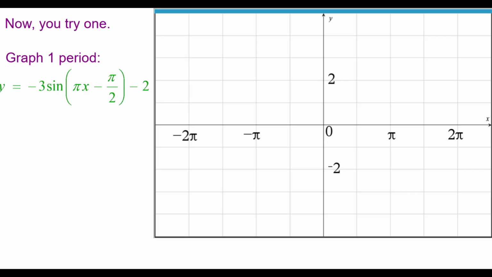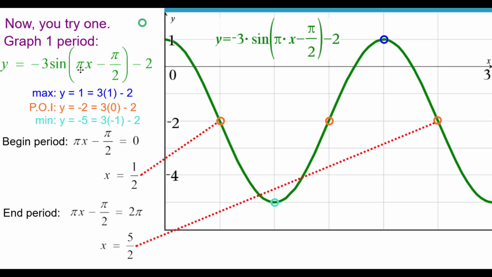Now you try one. Graph one period of this function right here. Pause as needed. And we supplied a lot of information where the maximum, points of inflection and minimum are, the y values, the beginning of the period, the end of the period, the x values, and the graph.